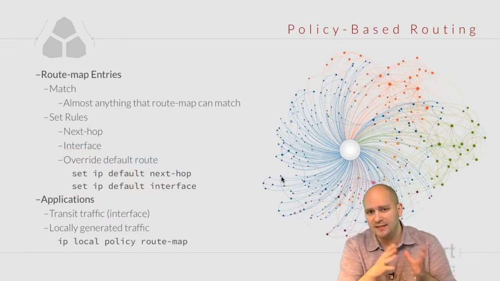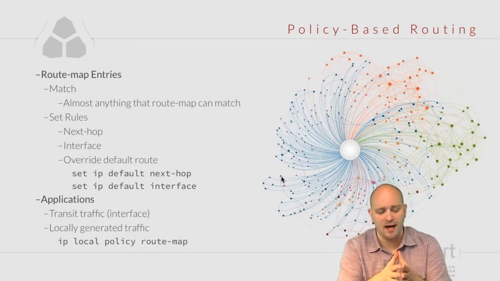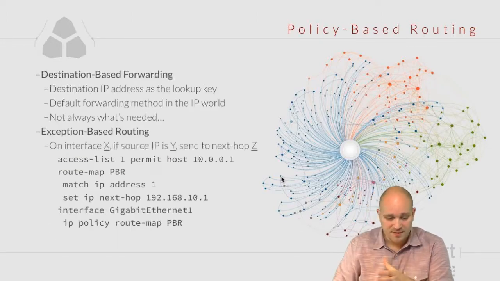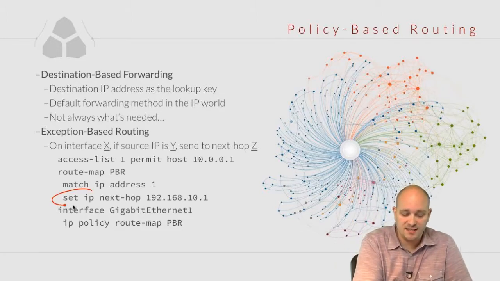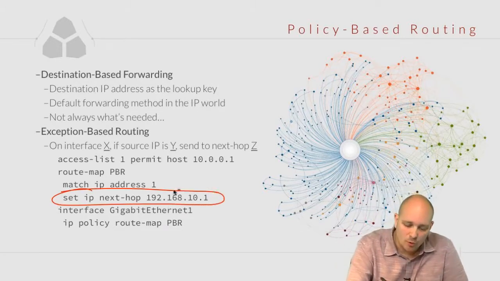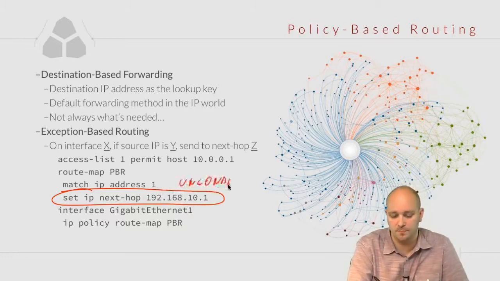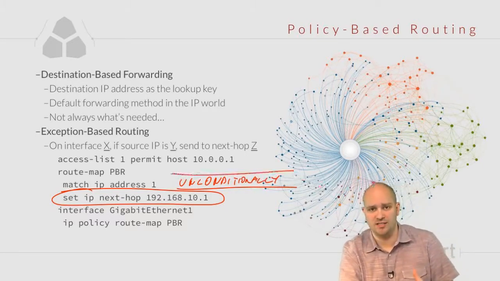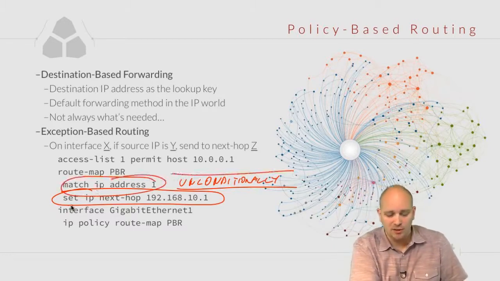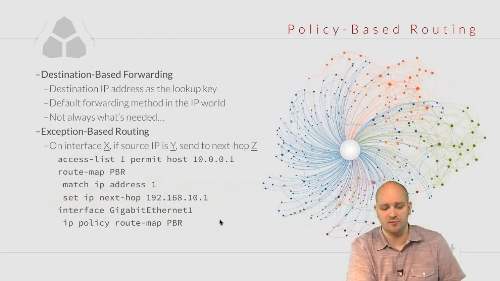When we do set IP next hop in our route map, similarly to what I have done here, I have just said set IP next hop. Now, this next hop will be unconditionally used, which means that the routing table will not be consulted, and the traffic that matches the match statement will simply be sent towards this interface here.